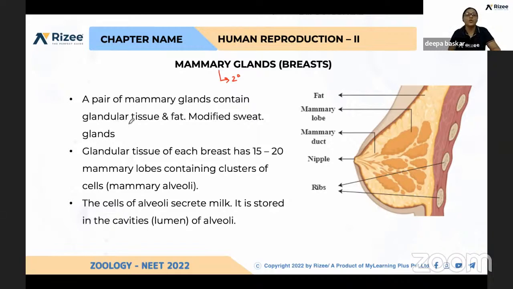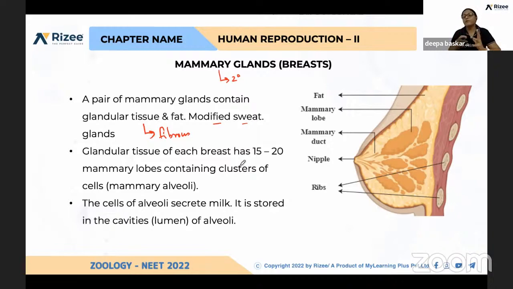See, glandular tissue alone is given. Apart from that, fat tissue is also given. Apart from that, fibrous tissue is also present. And it is also known as modified sweat glands. So what is the type of mammary gland? Again, they are the modified sweat glands.